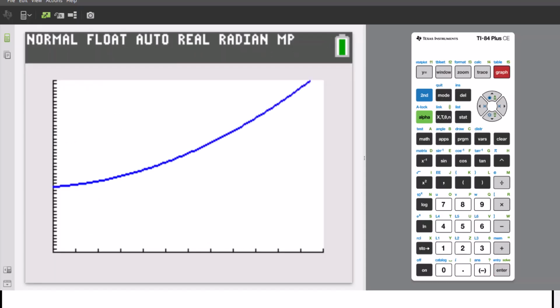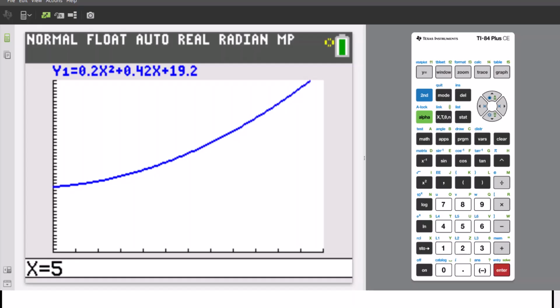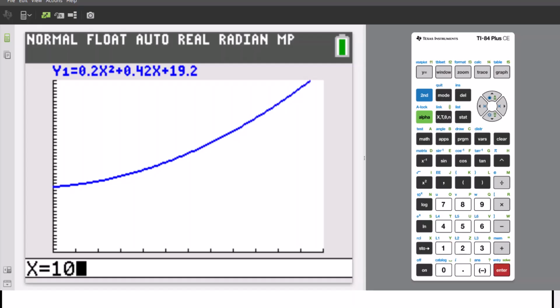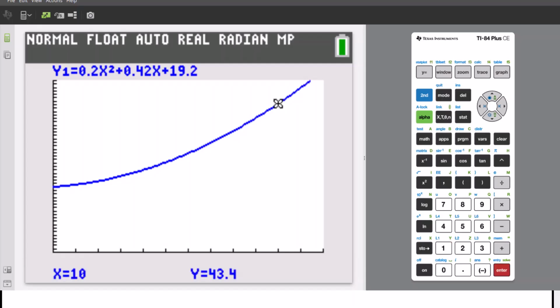You see it looks sort of like a parabola. It's not a straight line. So we need to transfer this from the calculator screen to our paper. To do that, we're just going to click on trace and trace a few points. For example, 0 gives me 19.2. If I trace 5, for instance, I'm going to get 26.3. If I trace 10, I'm going to get 43.4.